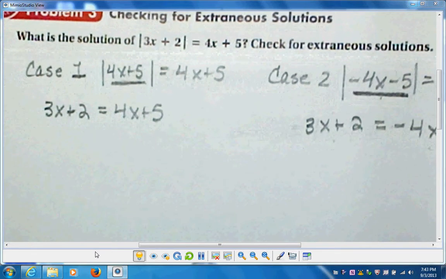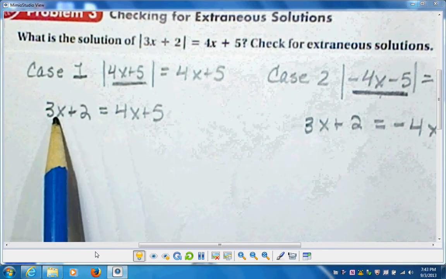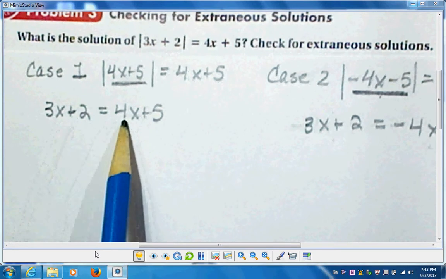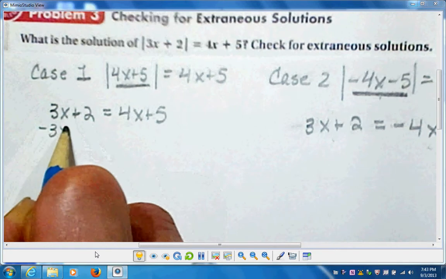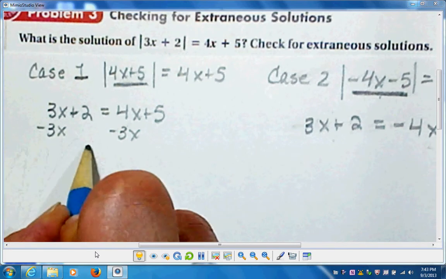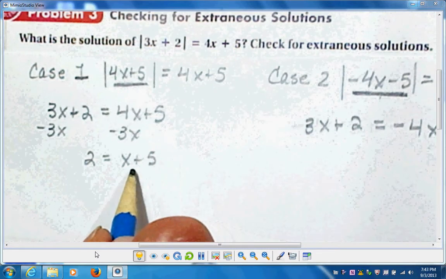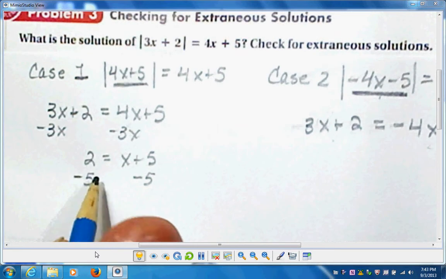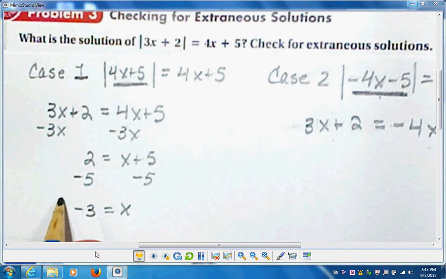So now all we have to do is solve. When I'm looking at this problem, I'm thinking, I either want to get x on one side or the other. Because 4x is a larger positive number than 3x, I'm going to move the 3x over to the other side by subtracting it from both sides. So that gives me 2 is equal to x plus 5. Now I want to get x by itself, so I'm going to subtract 5 from both sides. So that gives me negative 3 is equal to x. So that's one possible answer.